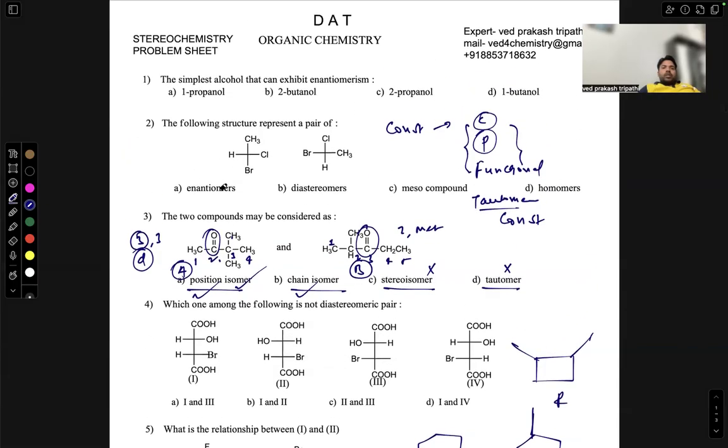What about this question number 2? You have two methods, RS method and exchange method. I would like to say what is the exchange method for this, means how many exchanges here. This is not meso because we don't have two chiral centers, not diastereomer. Now you have enantiomer and here identical. Homomer means identical.